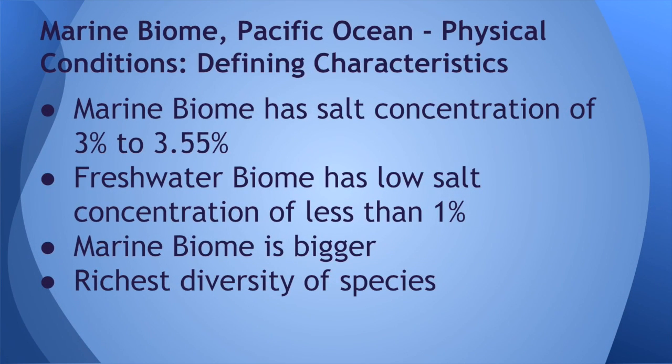These are the defining characteristics of the marine biome. The marine biome has a salt concentration of 3% to 3.55%. The freshwater biome has a very low salt concentration of less than 1%, so the marine biome has a significantly greater percentage of salt, and it is classified by the salinity. The marine biome is the biggest biome and has the richest diversity of species of all the biomes.